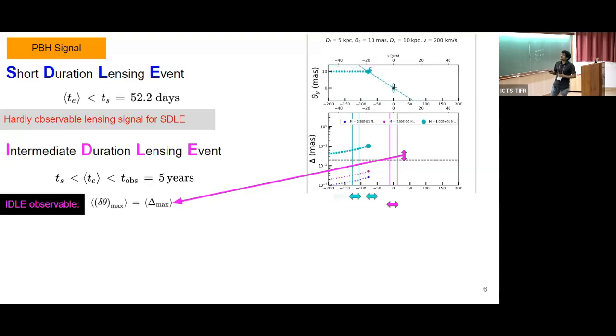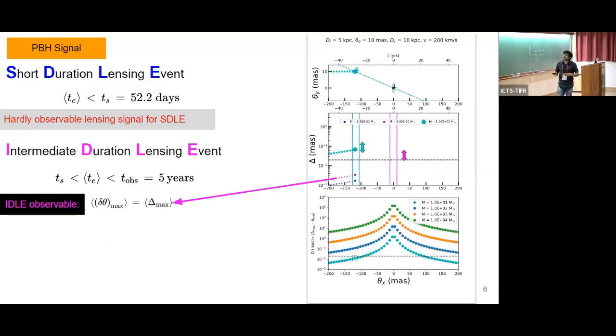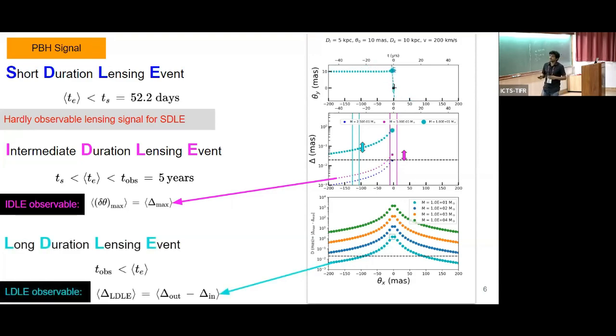And then at the end, you can see the large signal event, which is for example for 10 solar mass. For that kind of signal, the observational window will only see a part of the signal, so that is not going to be exactly the full signal. What you will get as a signal is really the difference in the shift. That is how we define the third kind of signal, which is the long duration lensing event, for which the duration is much larger than the observational period.